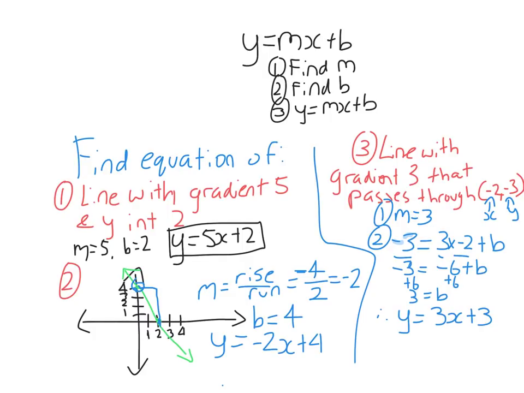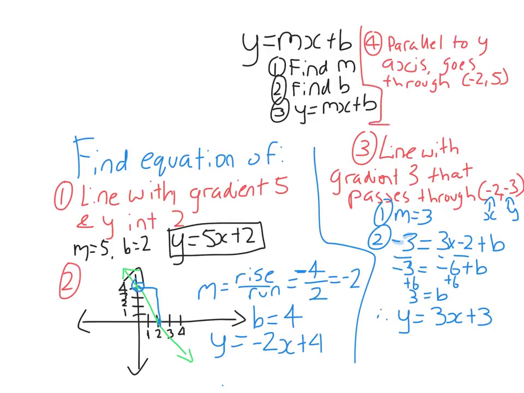So again, there are some special cases, and again, these special cases are lines parallel to the axes. So let's say that I want to find the line parallel to the y-axis, and let's say that it goes through, I'm just going to say, -2, 5. Okay, now I can't use the processes here in black. I've got to do something different. I can't find m because this actually has an undefined gradient. Any vertical line has an undefined gradient, so finding m just wouldn't work.